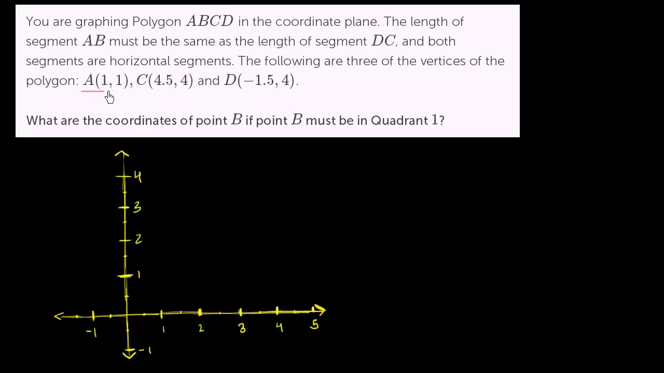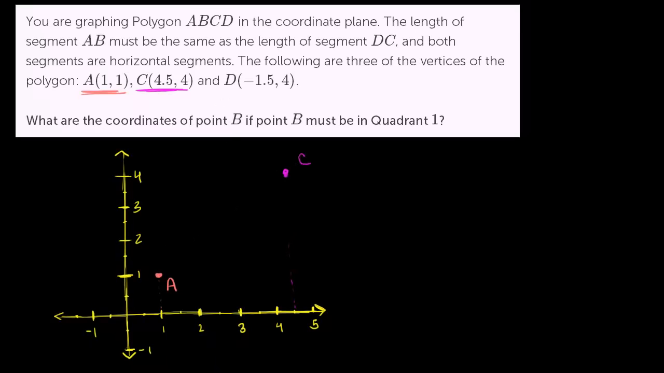So vertex A is at the point (1, 1). So (1, 1) puts us right over there. That is vertex A. Vertex C is at the point (4.5, 4). So 4.5 along the horizontal axis, 4, so we go all the way up to 4. So that right over there is point C.